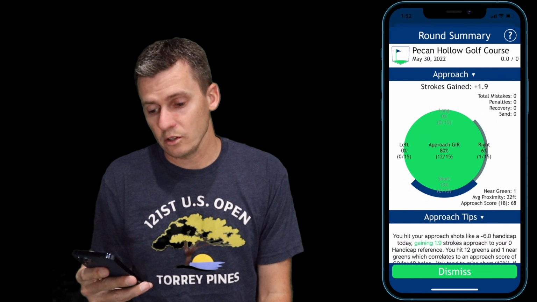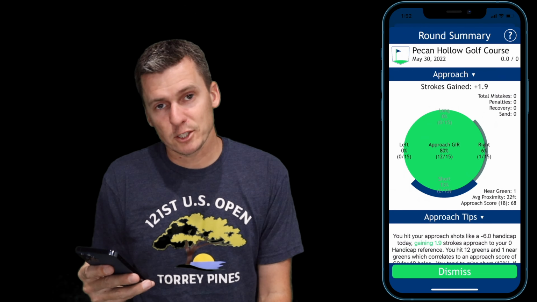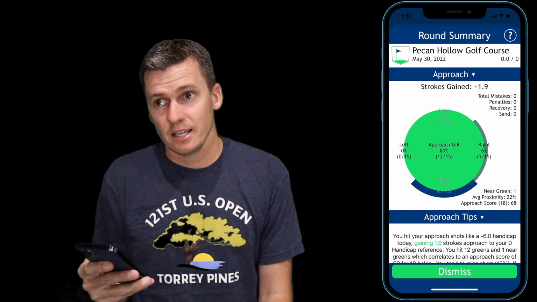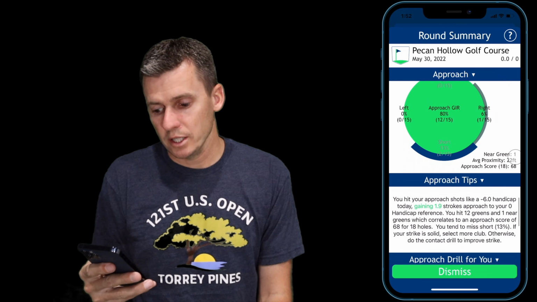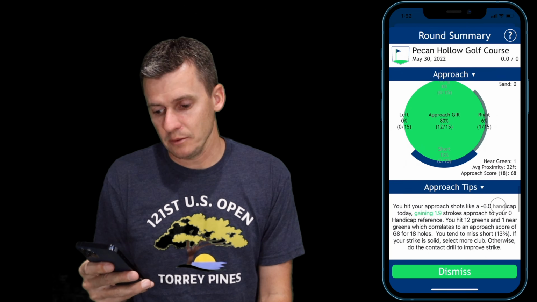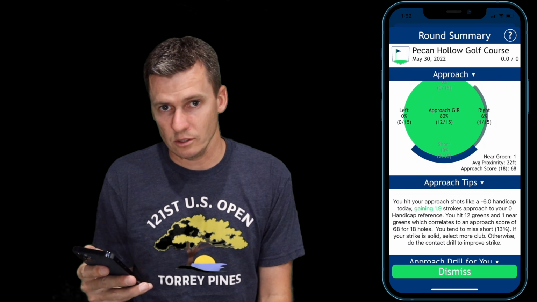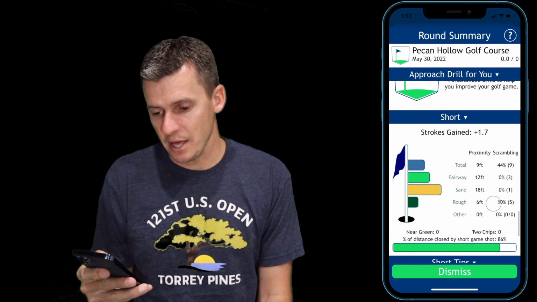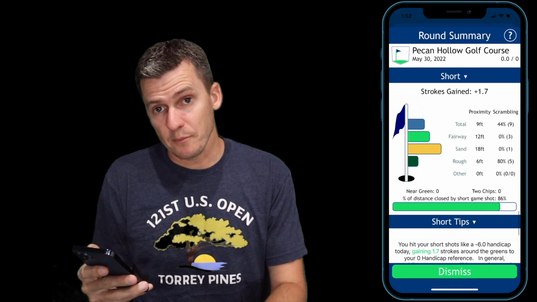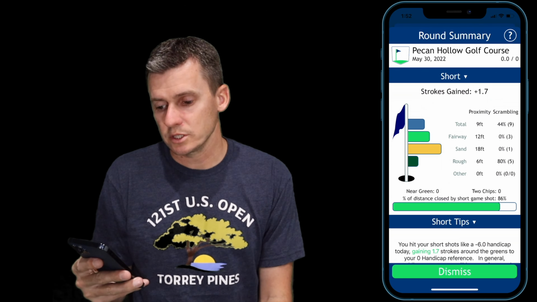So really solid approach striking on the day. Average proximity of 22 feet. That's good. That's a lot of birdie looks. Really solid day for me. In fact, this is telling me that I played with my irons almost like a pro, -6 handicap. So yeah, I'm happy with that. All right, next up is short game, where I gained 1.7 strokes.